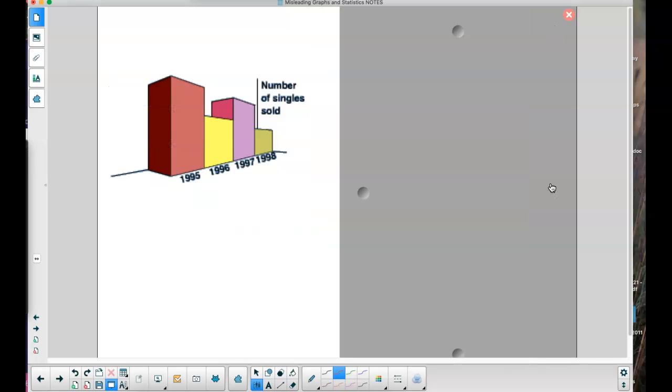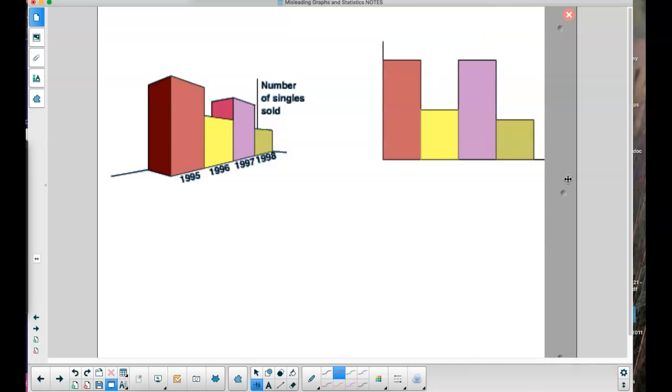All right, next one. What's wrong with this? What looks weird about this? Besides the fact that, again, it's years and probably should have been a line graph. But what else is wrong with it? Caleb. It's 3D. Okay? Sometimes companies will try to make a graph 3D because they want you to believe that 1995 was bigger than 1997. It's not. They're actually the same. Okay, 95 and 97 are actually the same. If it was not 3D, it would look like that.